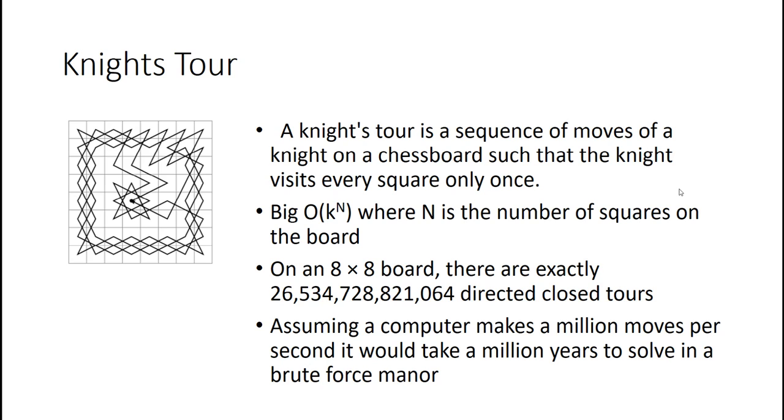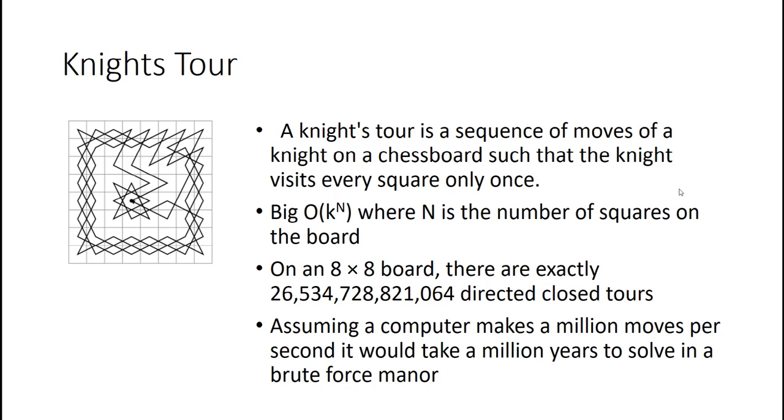So the big O here is k to the nth, where n is the number of squares on the board. So that's k to the 8th. This is a big O where instead of being n squared, it's k to the n. Oh, I'm sorry, the number of squares on the board. That's 64, right? On an 8 by 8 board, that would be 64. k raised to the 64th power.